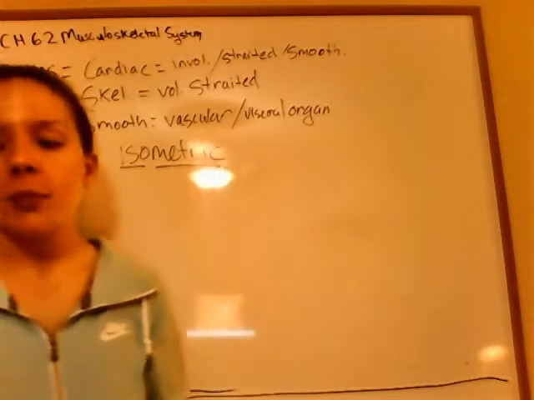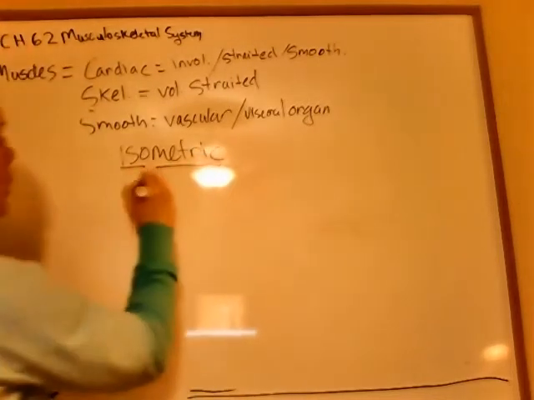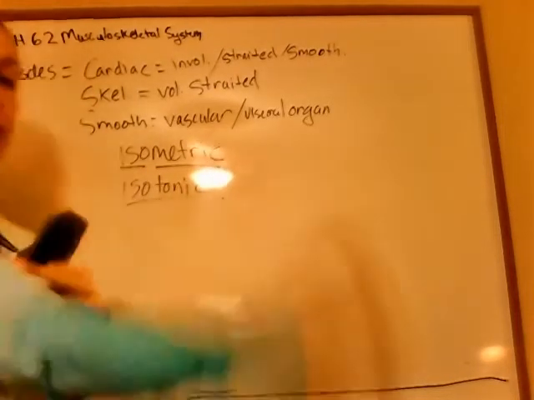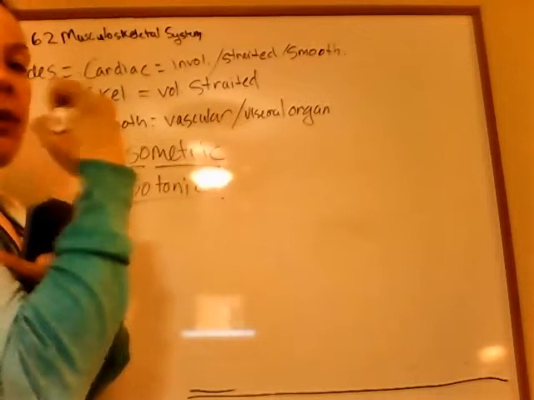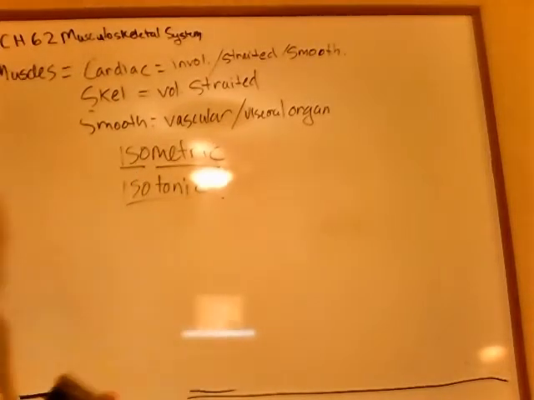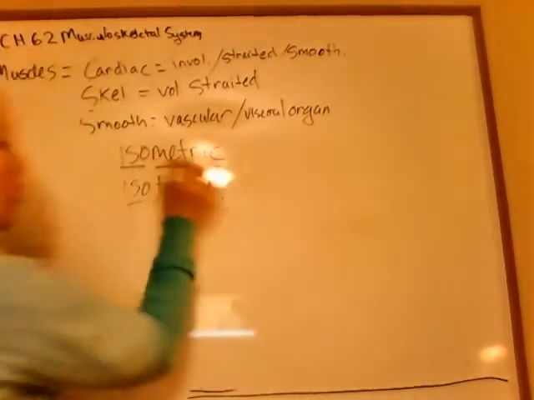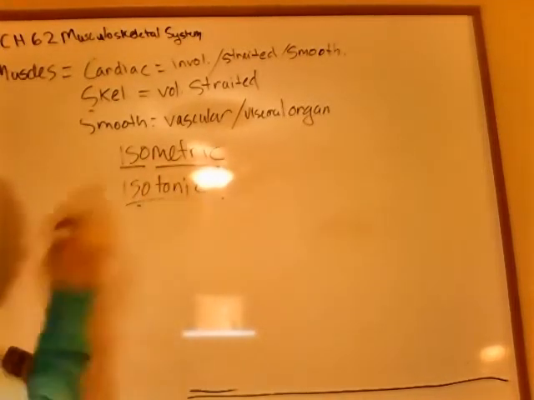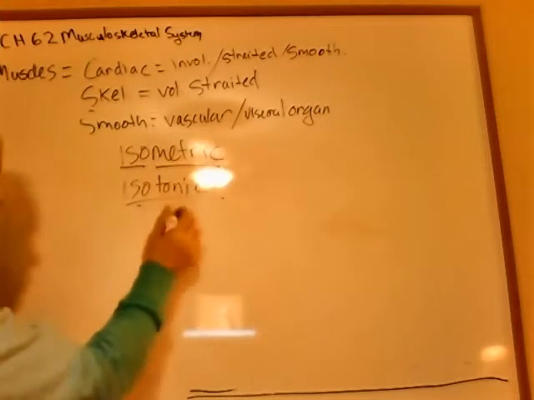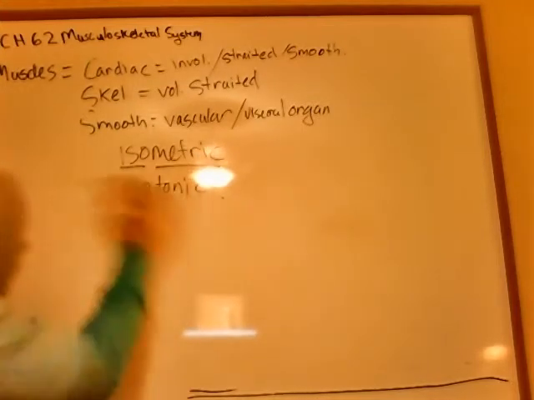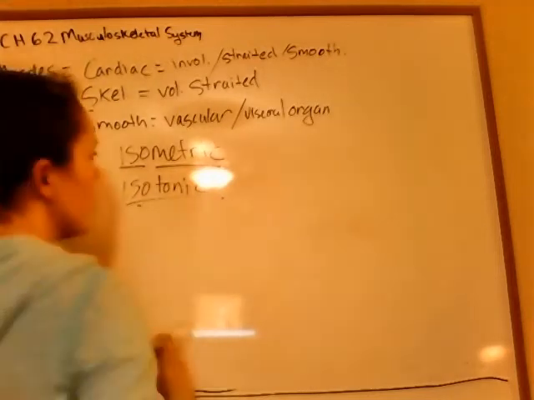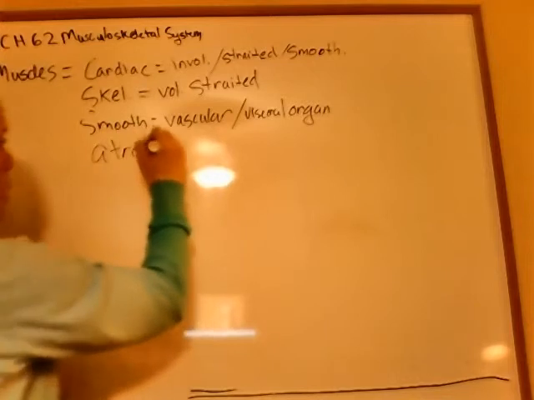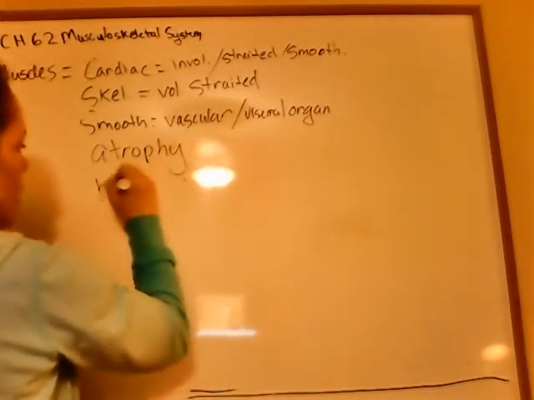Anyways, so isotonic is the actual movement. So if I'm going to do a bicep curl, I'm going from here to here. That's isotonic, okay? So isometric, isotonic, same length. Really that means the same weight, but whatever. So this is not movement. If you can remember that part, then you remember the other part. So isotonic and isometric. You have atrophy and hypertrophy.